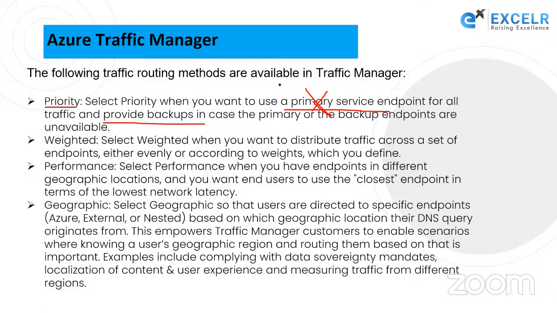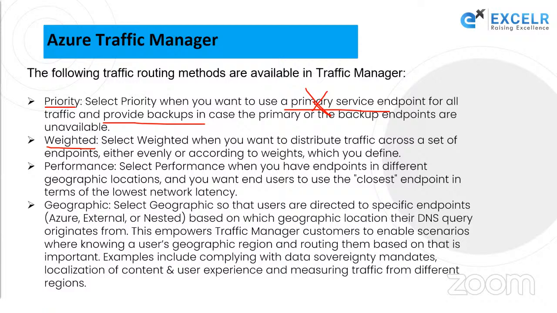So very simple. Then the second one is called weighted traffic routing. When you want to distribute your traffic across a set of endpoints, either evenly or according to the weight, you can send the traffic like 80% to server A, 20% to server B. You can set this weight in your traffic manager, and the traffic manager will help you to route the traffic. So let me just go into the URL for this.